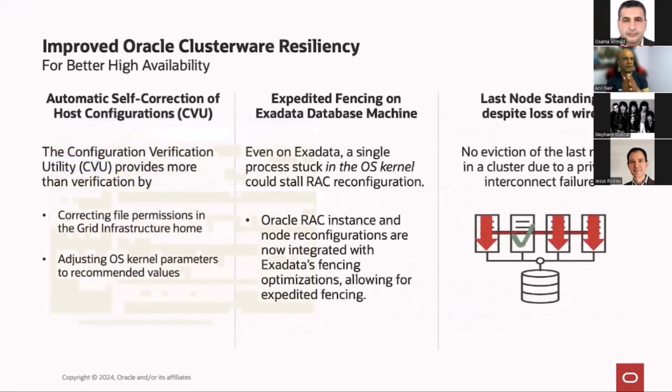We also have a lot of features for improved clusterware resiliency. What that means is, typically, things that would make the GI come down, we try to make sure that we don't even go down. So there are a lot of those self-corrections that we do with CVU. Cluster, well, it used to be called cluster verification utility. Now the new name is configuration verification utility.